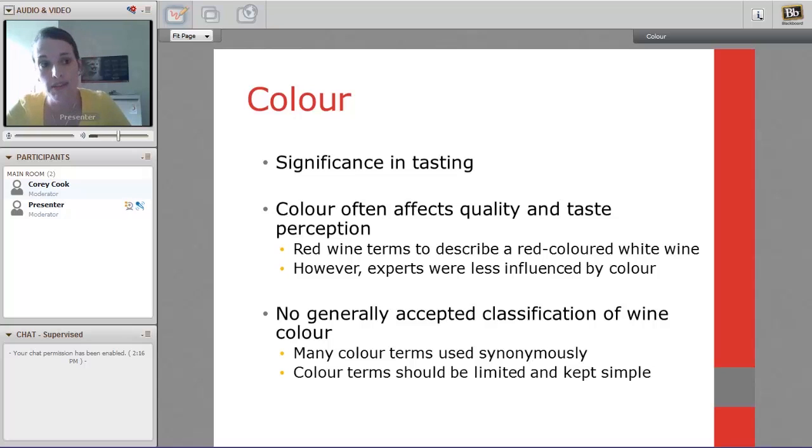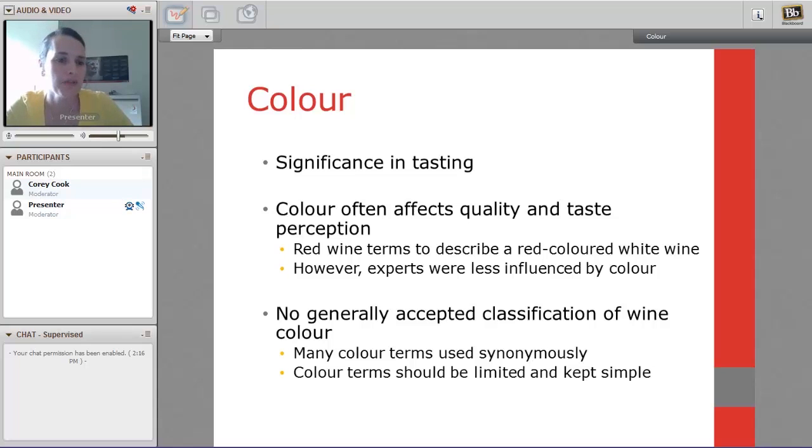So if it's not what you expect it to be, there's going to be some problems. You're not going to like it as much. There is no generally accepted classification of wine color. I'm going to go over one with you, but there's no widely accepted one as far as going for consumers. Consumer terms should be kept limited and kept pretty simple.